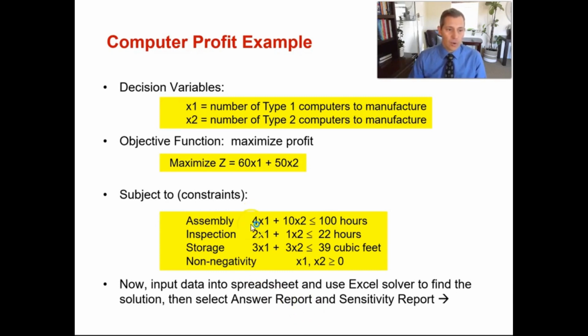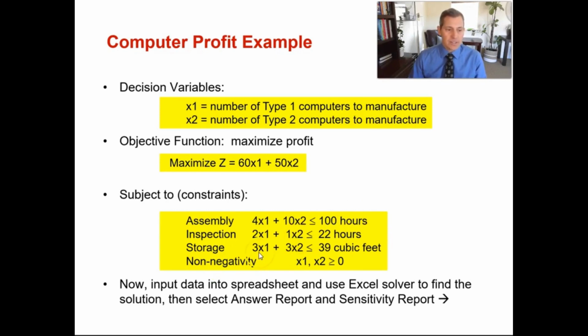So it takes 4 hours for every type 1 computer to assemble them, and 10 hours for every type 2 computer to assemble them. You've only got 100 hours available. For inspection, it's 2 hours per type 1 computer, and 1 hour for every type 2 computer, and you only have 22 hours of inspection available.